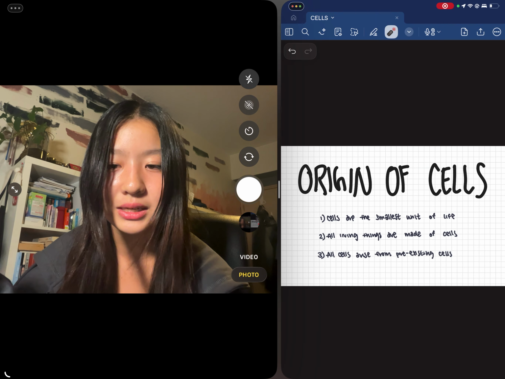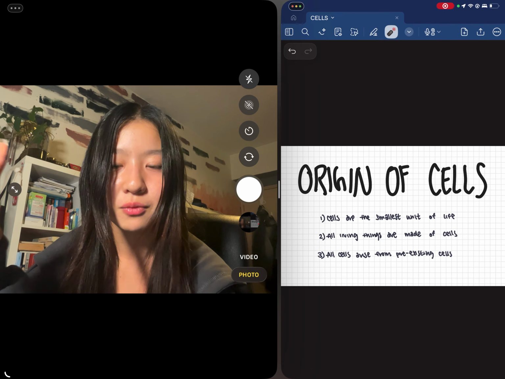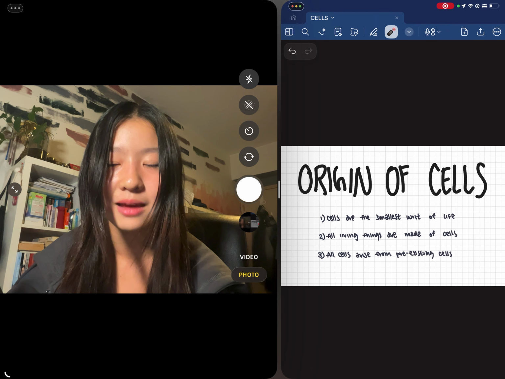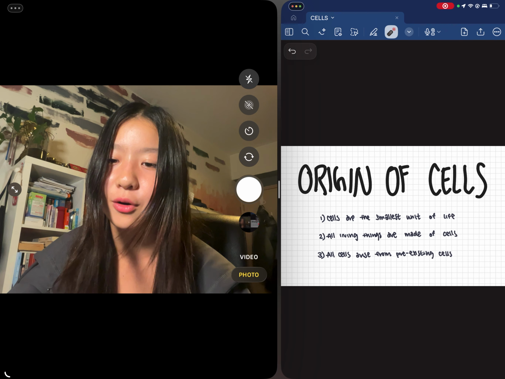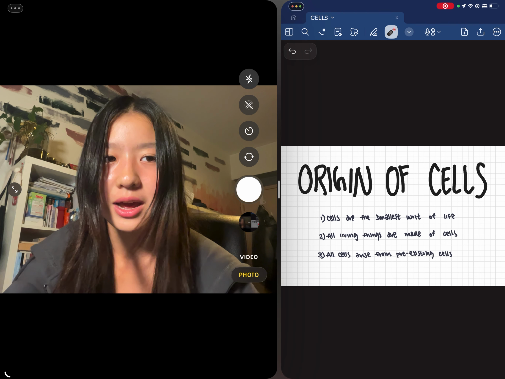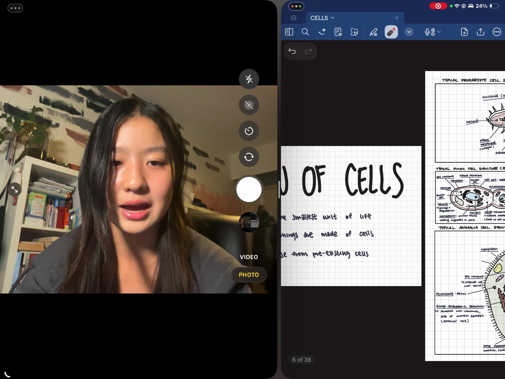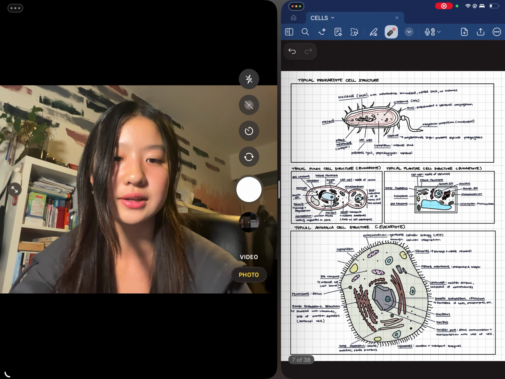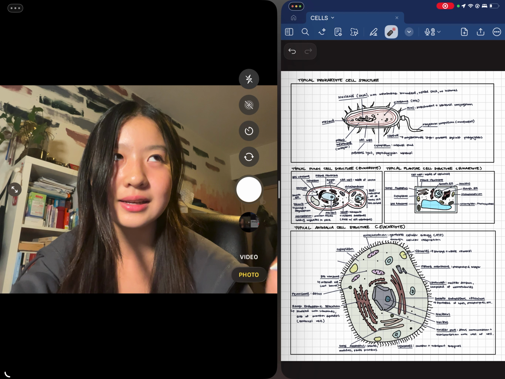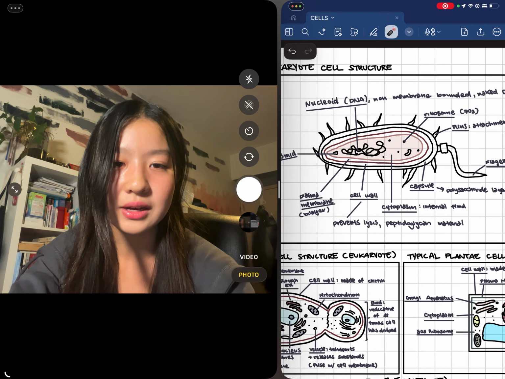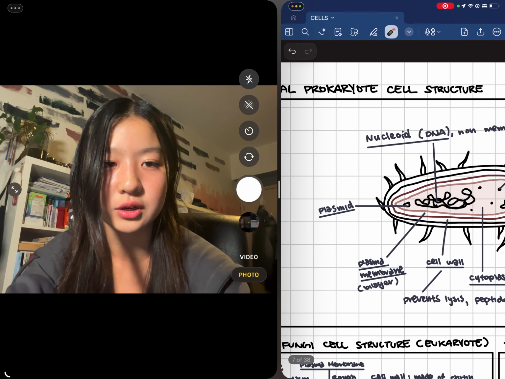But if we look at this from an evolutionary perspective, we really have to think about how we became the complex life forms that we are now, because at the very start, everything was microscopic. So let's take a look at the original starting cells. At the start of time, all cells were prokaryotic cell structures.